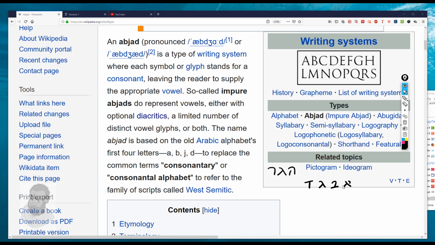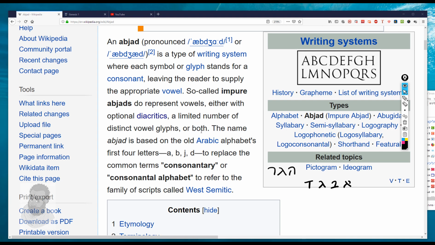So you have aleph, you have beth, you have gimel, you have daleth. So these represent consonants. You have to supply the vowels. You don't see it, which makes Semitic languages very difficult without them. But that's how it was written. Okay, moving on.